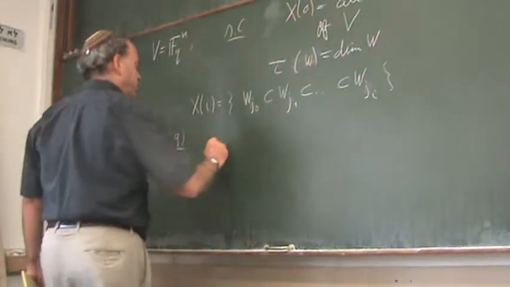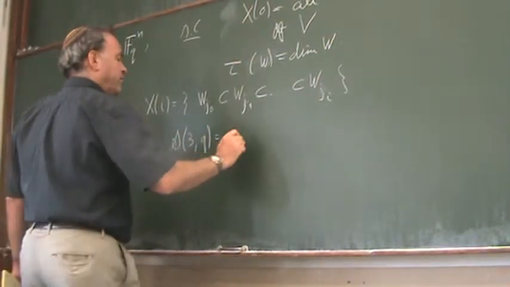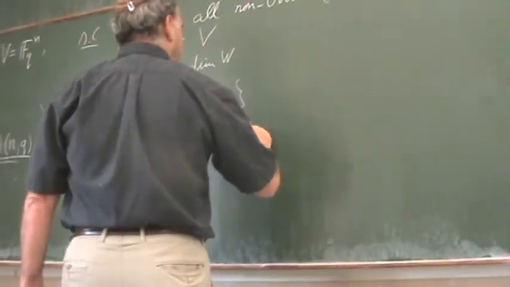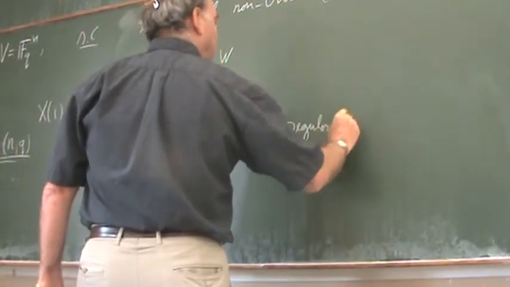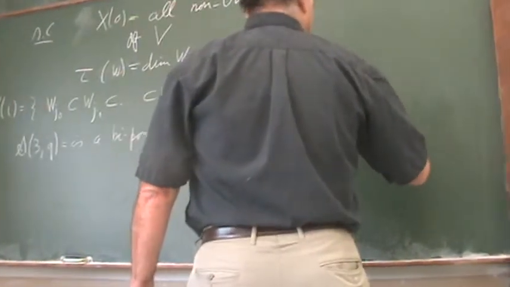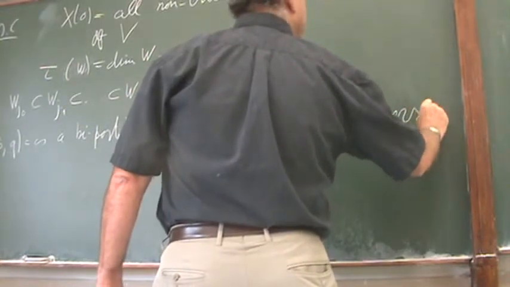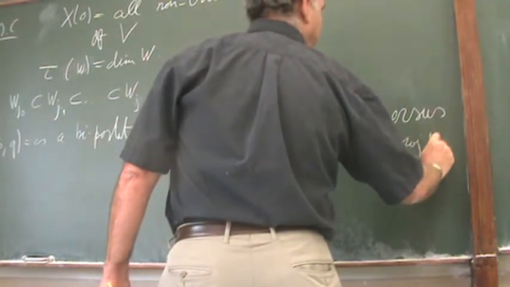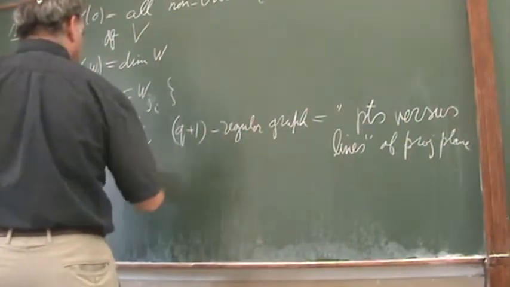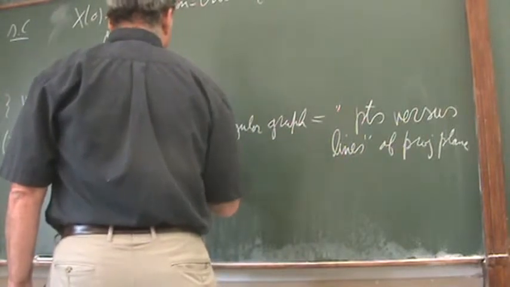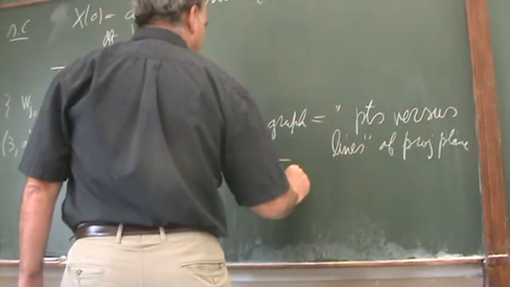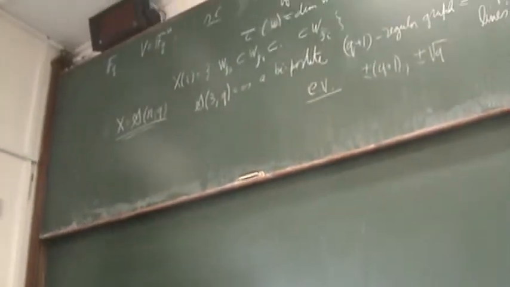And we saw that S3(q) is a bipartite (q plus 1)-regular graph, which is the points versus lines of the projective plane over Fq. And the eigenvalues in this case were plus minus q plus 1, each one with multiplicity one, and plus minus square root of q, each one with very high multiplicity, which we basically can calculate.